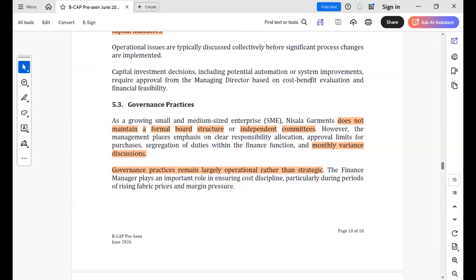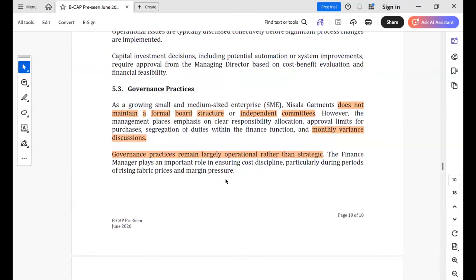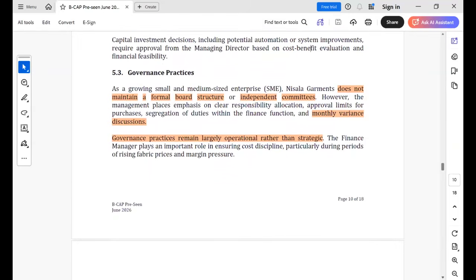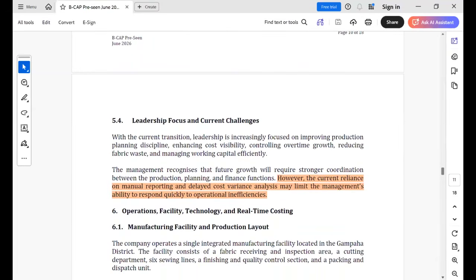So here it is operational governance practice, and also when it comes to finance, there must be a good internal control system as well, in the finance department as well as the production department, right? Right. So still we are in one section, section 5.